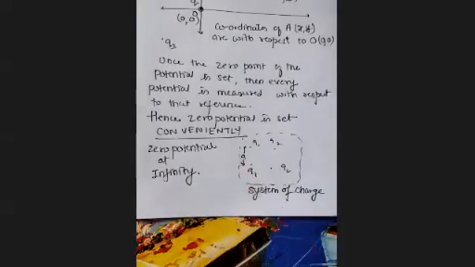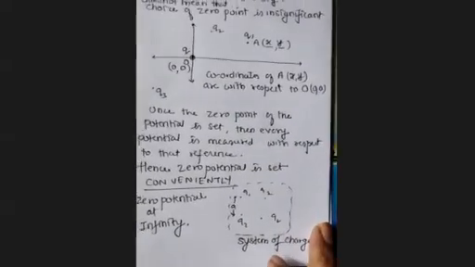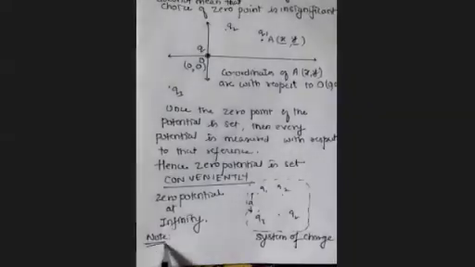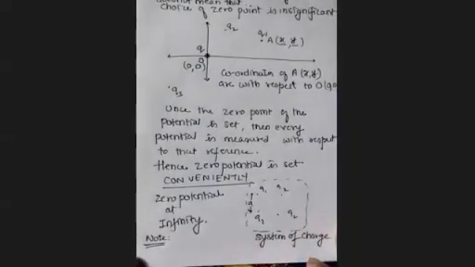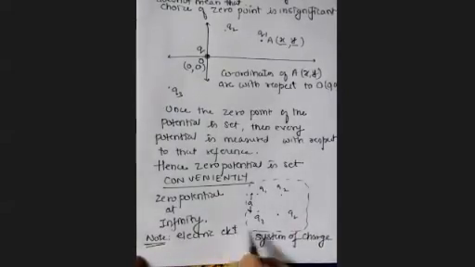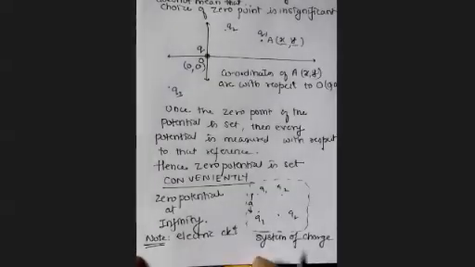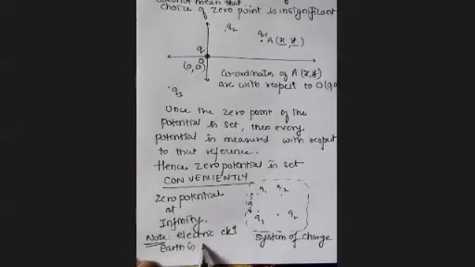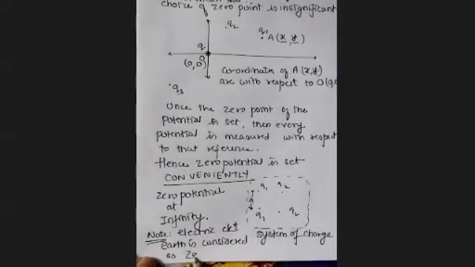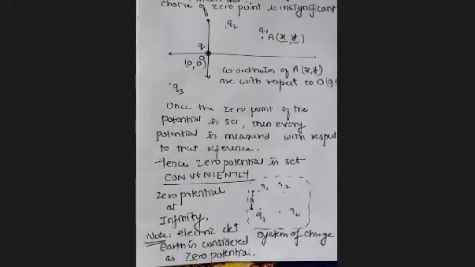When we talk about electricity, this is an important statement. So when we talk about an electric circuit, then earth is usually considered as zero potential.